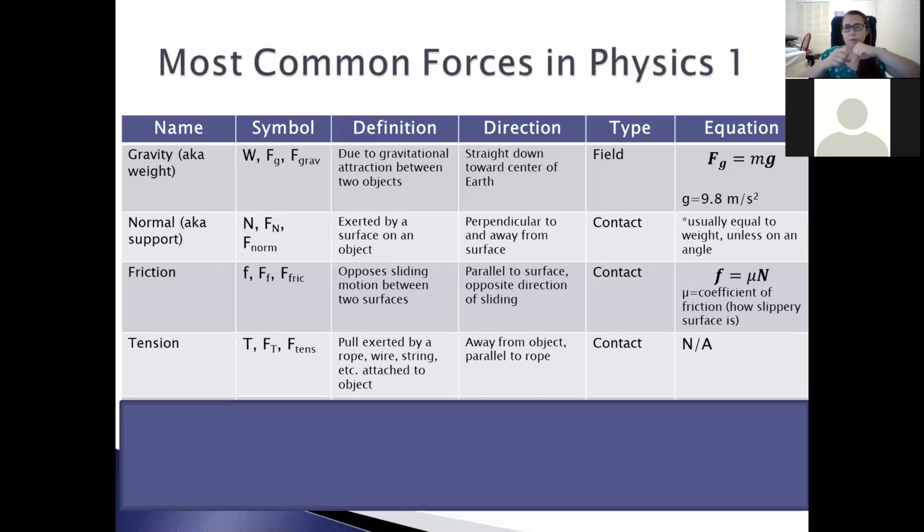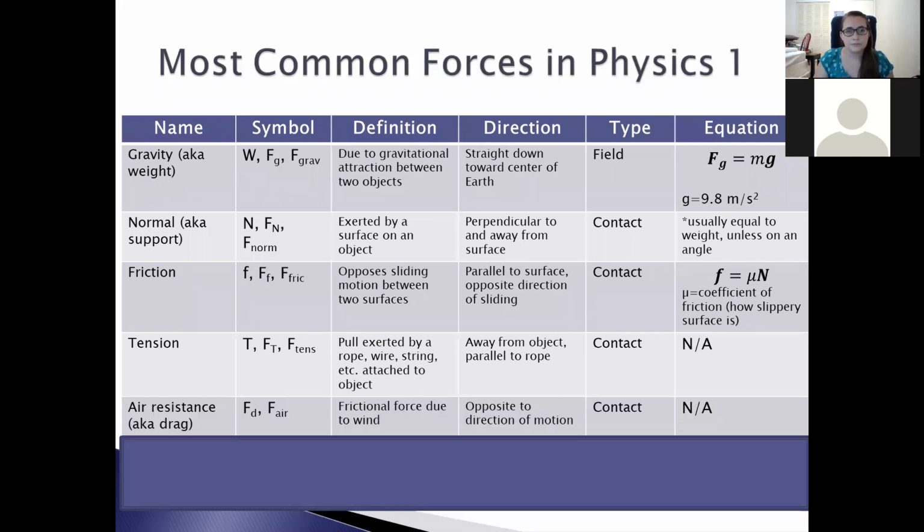So like if we have a box here, ooh, look, I have a hair tie. Say this is a box and I have this string attached to it and I'm pulling it. The direction of tension would be that way, parallel to the string and away from the object. It's a contact force because the string has to actually be attached to the object in order to pull on it. But there's not really a standard equation associated with it. It will depend on the scenario.